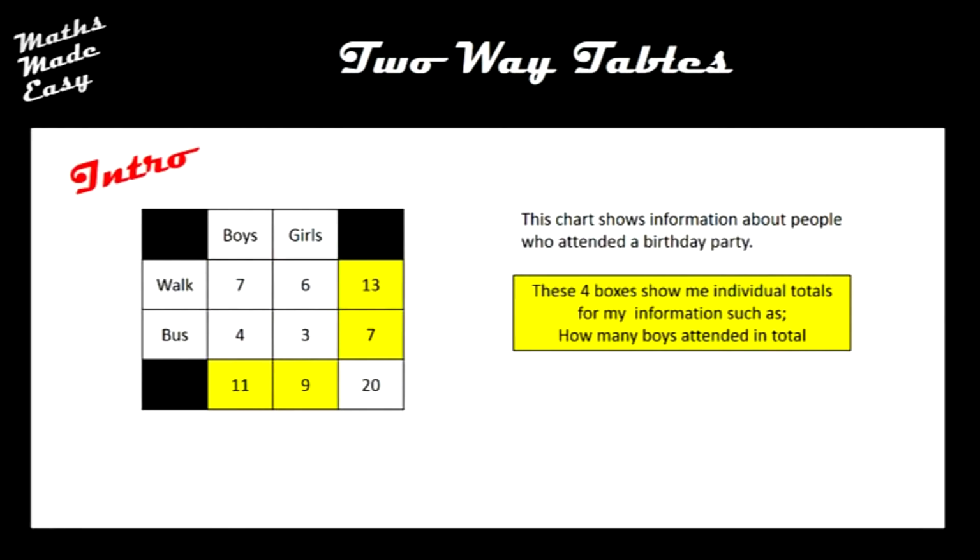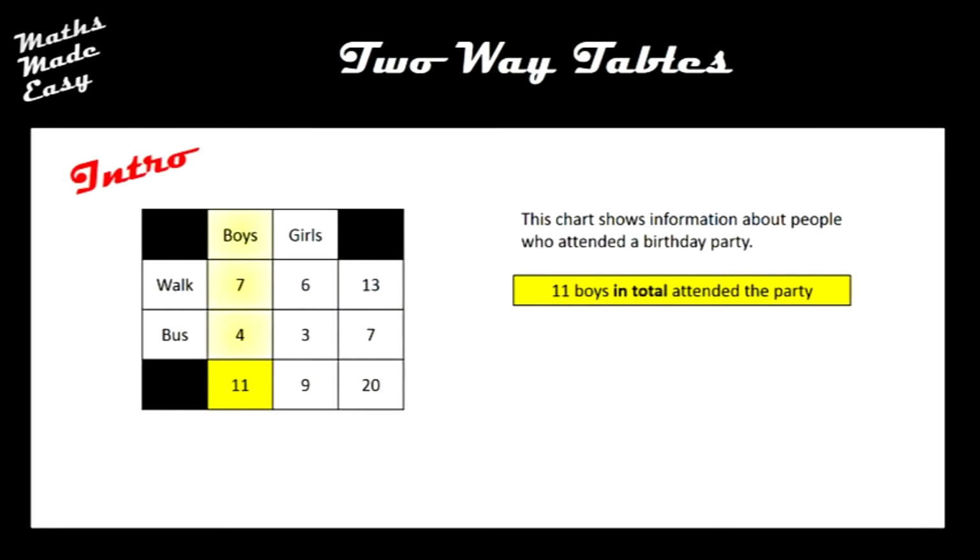These four boxes around the edge show me individual totals. So for example, the numbers 13, 7, 11 and 9, if I read down one of the columns, let's select the boys, I can see that in total 11 boys attended. And switching this around the other way, I can see that 4 boys caught the bus and 3 girls caught the bus, giving me a total number of people that caught the bus of 7.